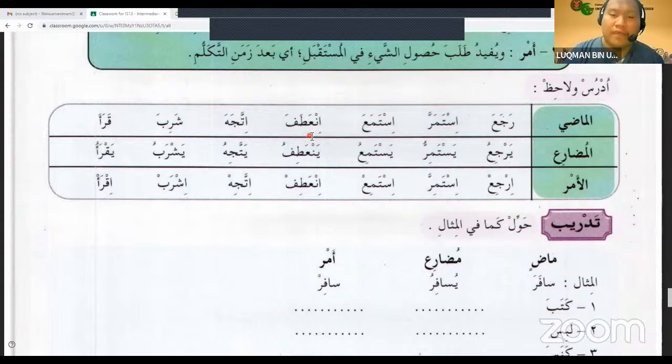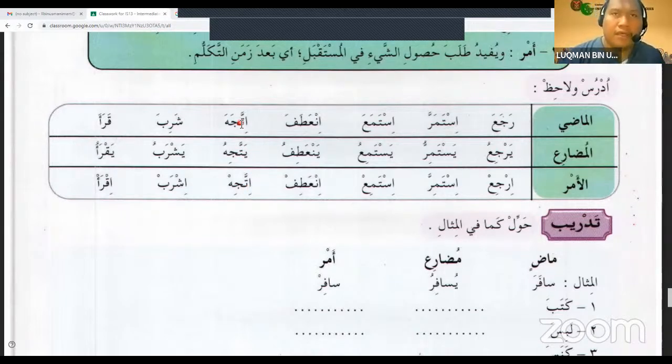In atafa, yan'atifu, in atif. In atafa, turned, no? Turned right or left. In atafa, he turned. Yan'atifu, he's turning, or he will turn. In atif, turn. Turn right. In atif, yaminan, turn right. In atif, yasaran, turn left. Kung i-Arabic nyo yung si Waze, maririnig nito palagi itong in atif. In atif.